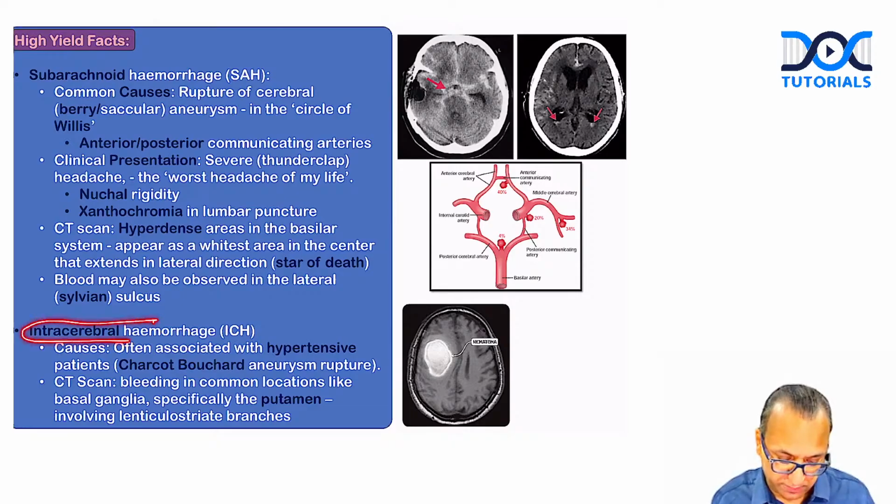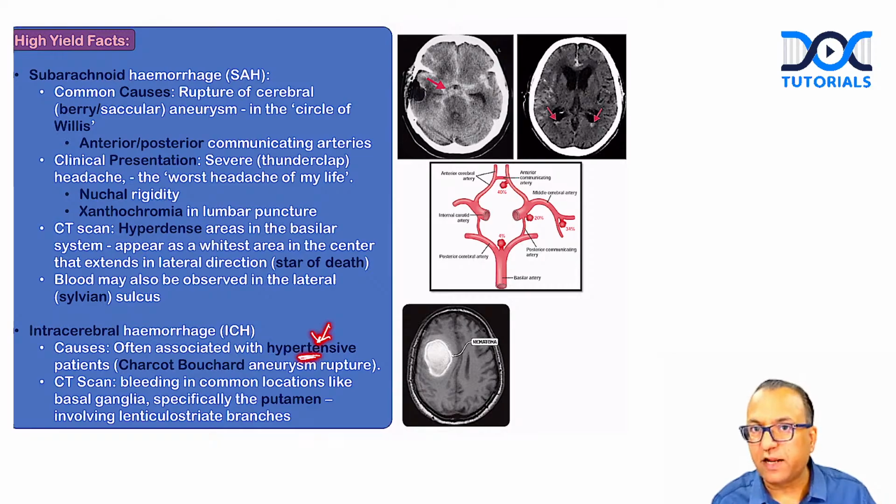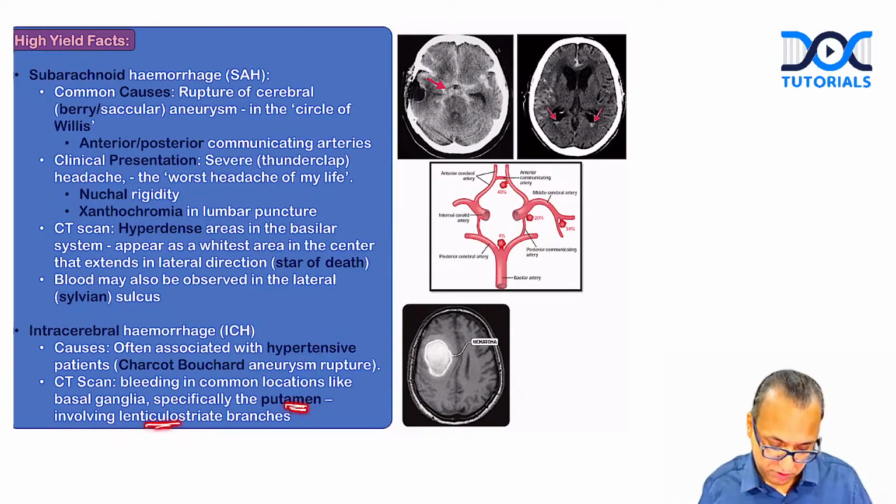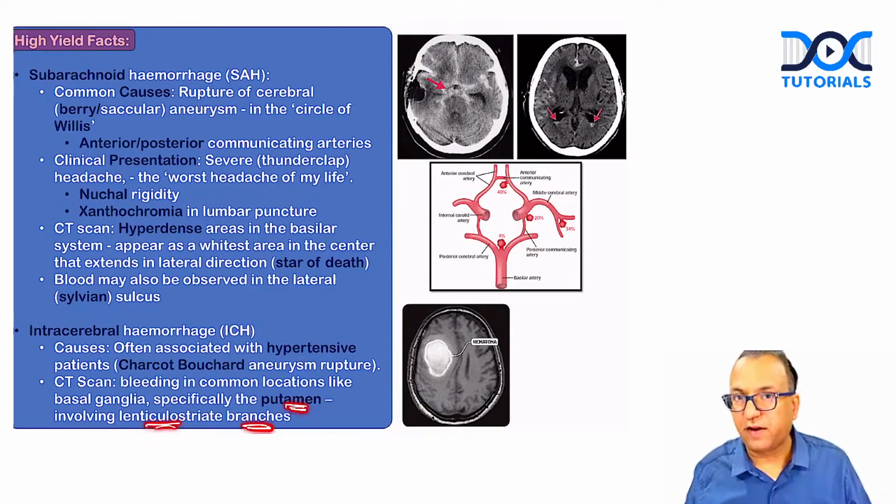So intracerebral hemorrhage, if you are asking about, then it is in hypertensive patients, Charcot-Bouchard aneurysm rupture, systemic hypertension, rupture in the putamen area, basal ganglia disorders can be seen. Putamen or lenticulostriate branches of the middle cerebral artery may rupture, causing intracerebral hemorrhage.